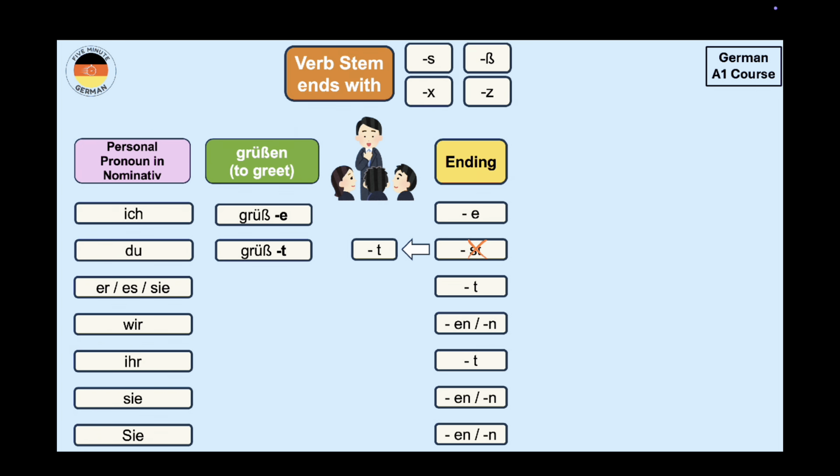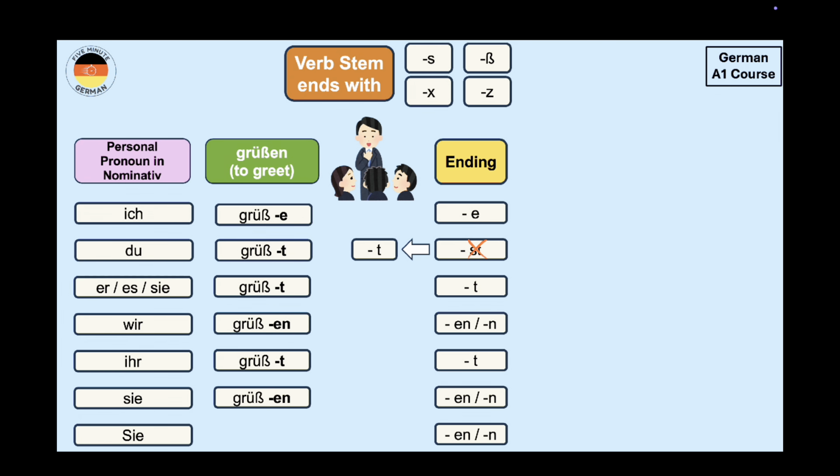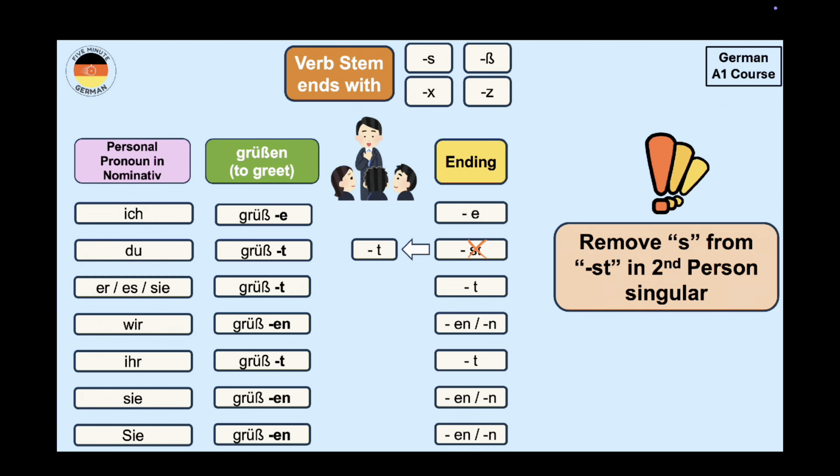The same is the case for all the other letters that you see at the top. So s, x and z also give the sound of an s. That is why we don't use the s, to avoid duplication. In all the other cases, the endings will remain the same. So for er/sie/es, it will be er grüßt with the ending t. With wir, it will be wir grüßen, the same as the infinitive form. With ihr, it will be ihr grüßt with the ending t. With sie, it will be sie grüßen, and the formal Sie will also be Sie grüßen. So the rule over here is to remove the s from st in second person singular.